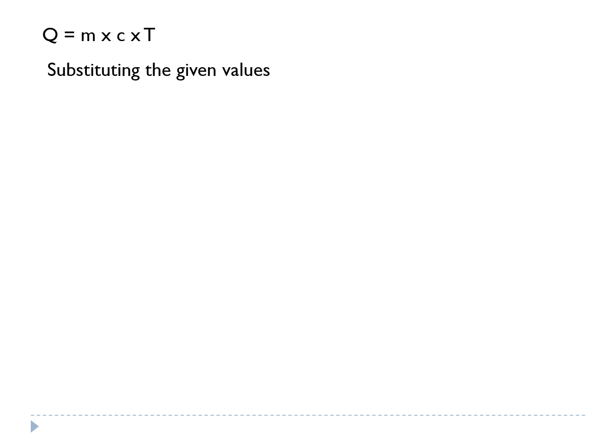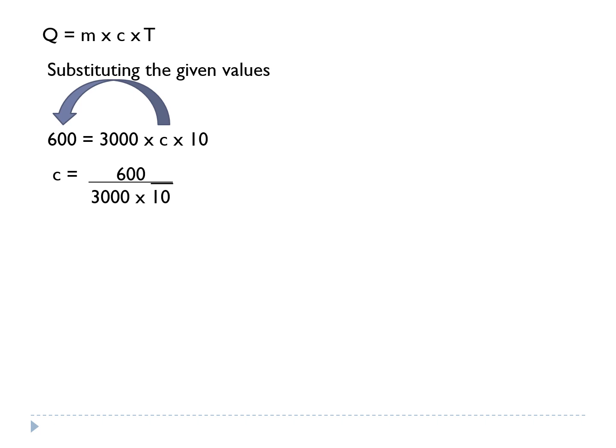This is the formula. We are only substituting the given values. So we are substituting Q is 600, mass is 3000 into C into 10. Now we are supposed to find out C, so we are supposed to take it on the left hand side. When you're taking C on the left hand side, whatever is along with C goes into the denominator and 600 comes in the place of C, just as you saw in the last numerical. So C is equal to 600 in the numerator, and whatever was along with C goes into the denominator. That is how it is.